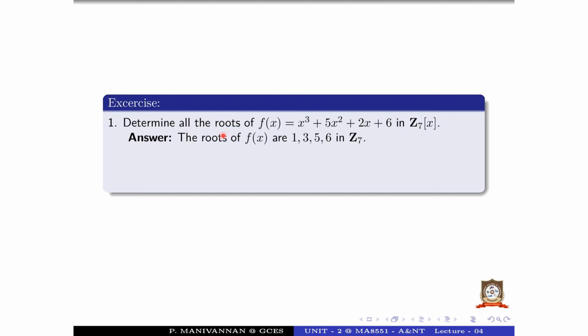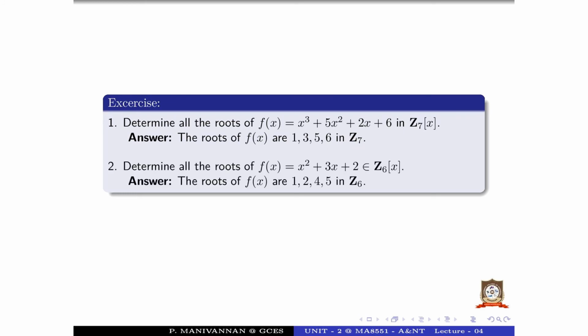Exercise, do it as homework: f(x) = x³ + 5x² + 2x + 6 in Z7[x]. The roots are 1, 3, 5, 6 in Z7. Also check these roots.